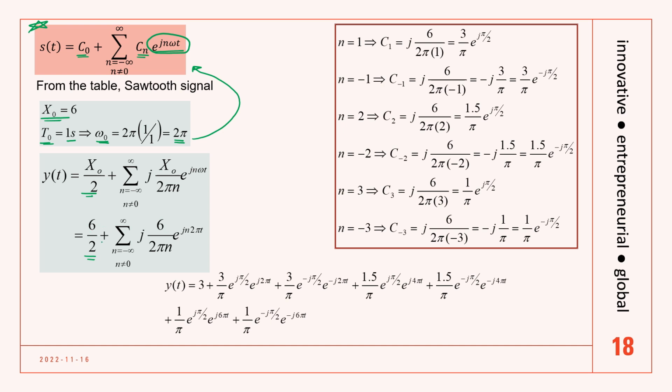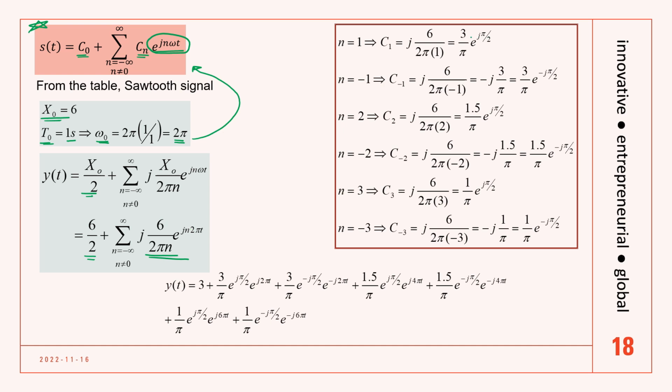From this equation, what you have to do is replace the component of Cn with the numbers of harmonics that are required: 1, -1, 2, -2, 3, and -3. So you just squeeze them inside here. You will get 3/pi exponential j pi over 2, because n is 1. Pi over 2.